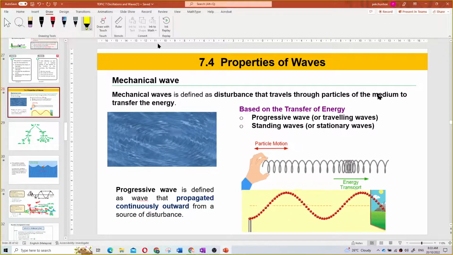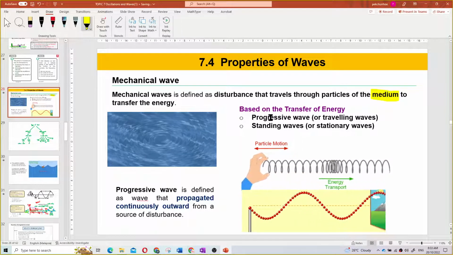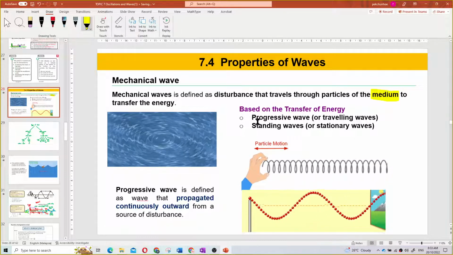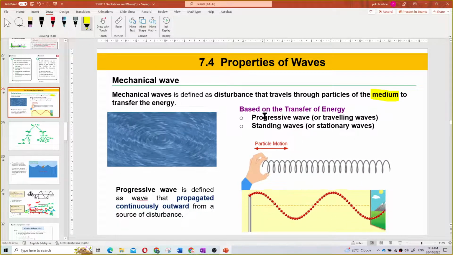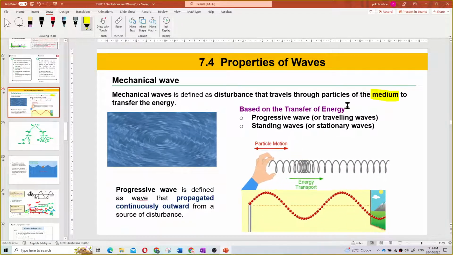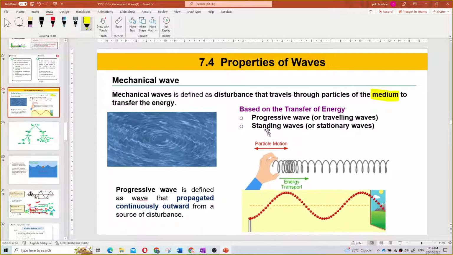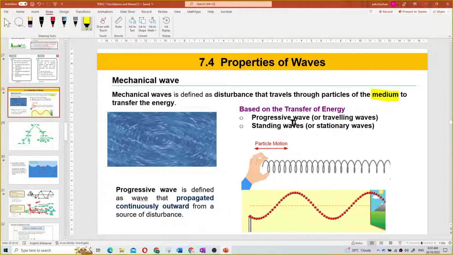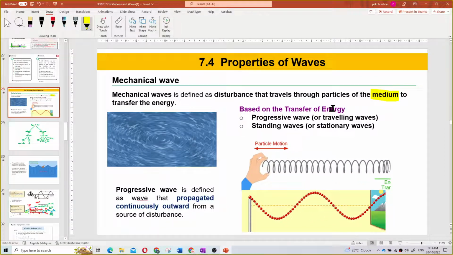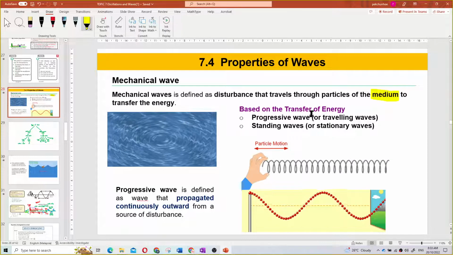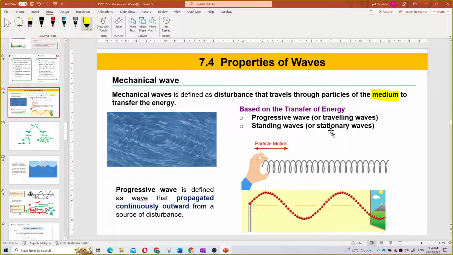Okay. So we need mediums to transfer the energy. Based on the transfer of energy, we have progressive wave and standing wave. A progressive wave can transfer the energy, but a standing wave cannot. Later we will learn about standing waves, and how the wave becomes standing and stationary. A progressive wave is also called a traveling wave. When the wave travels, only then can it transfer energy. If the wave doesn't travel, like standing or stationary, it cannot transfer energy.